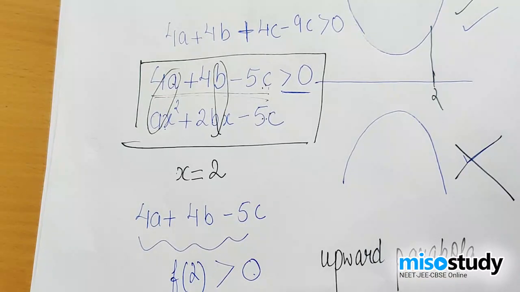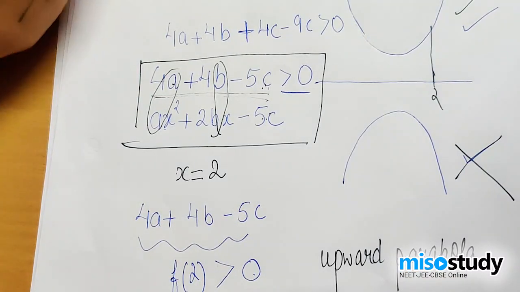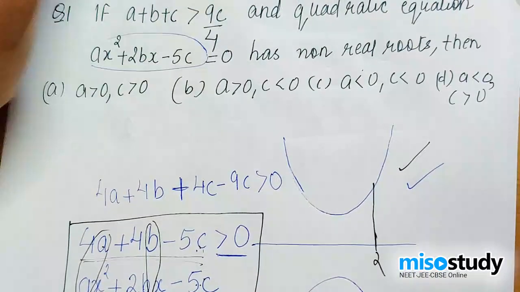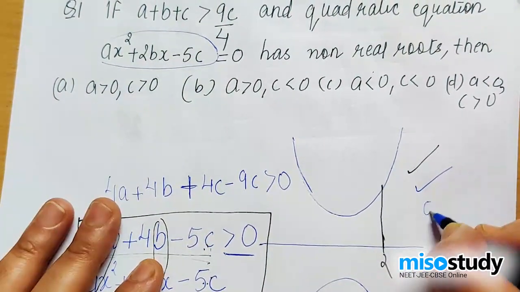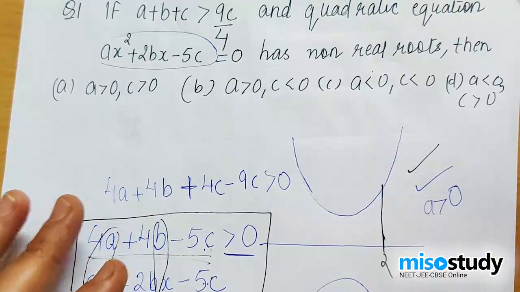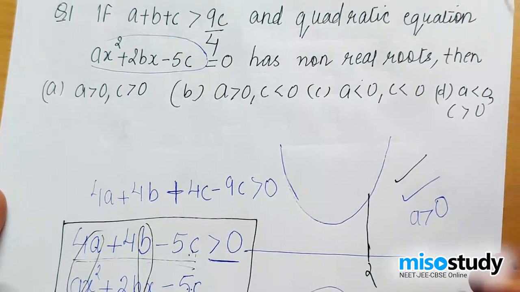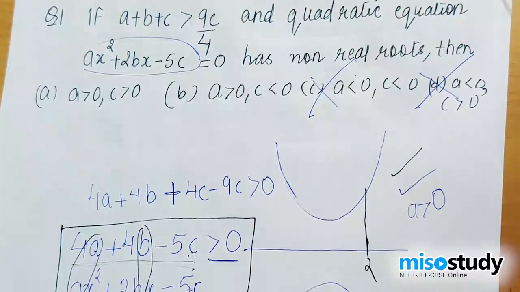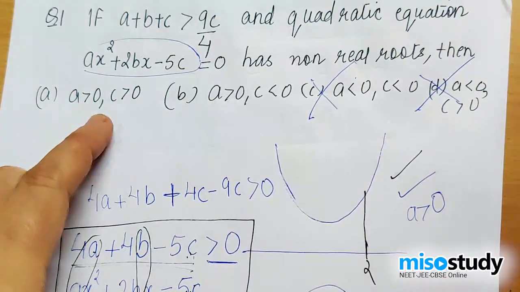Okay, so since we know that it's an upward parabola, now the question becomes very, very simple. That means for an upward parabola, we all know what the sign of A is. For the upward parabola, the sign of A is positive. So all the options having a negative sign of A should be discarded first of all. Right? Now we are left with just two options, either this or this.